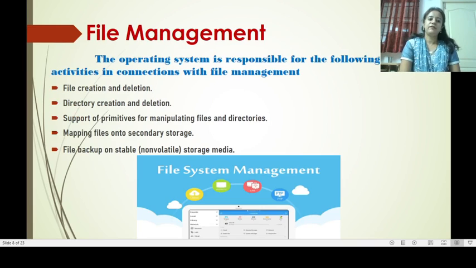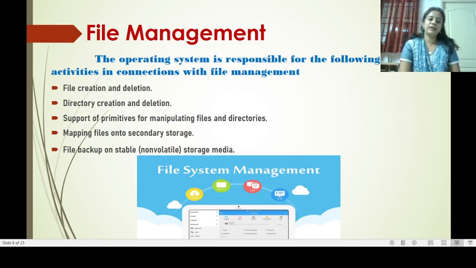File management. A file is nothing but a collection of data or information. The management of files includes creation of files, deletion of files, and creation and deletion of directories. A collection of files is called a directory. It also includes searching for a particular file, and defining primitives for manipulating files and directories. Manipulating files means giving reading or writing access to the user or a particular program.